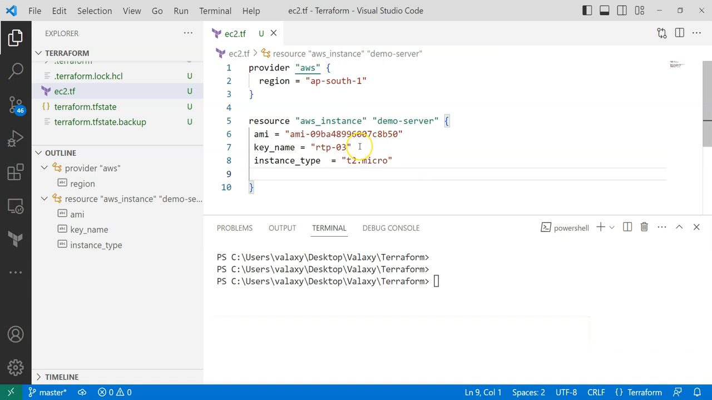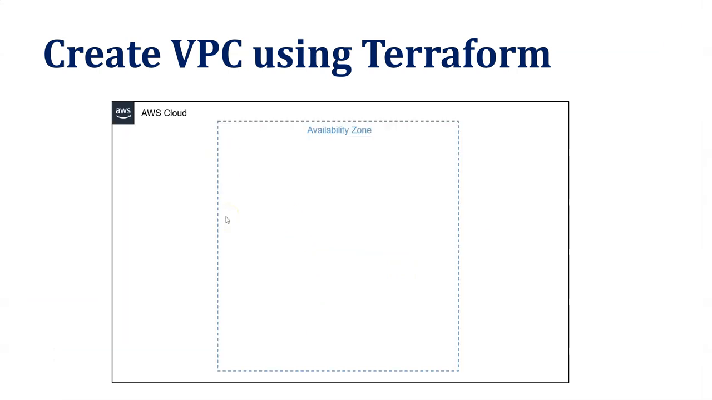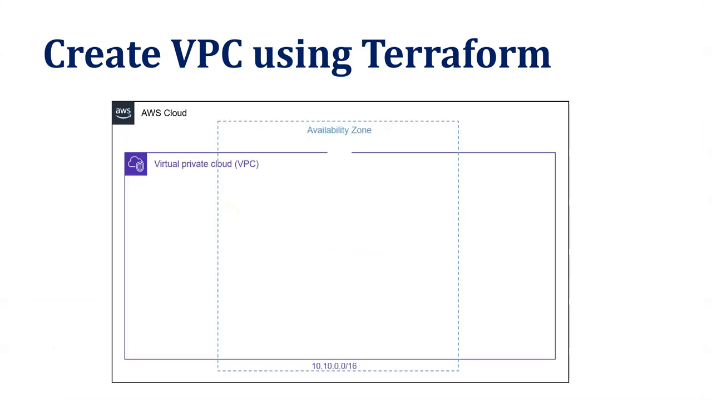But it will get created in the default VPC, but I would like to create a VPC along with the EC2 instance. If you wish to do, you need to create below resources. So to create a VPC, we need to create these resources. The resources are, first one is VPC. We are going to use 10.10 series for the VPC CIDR.